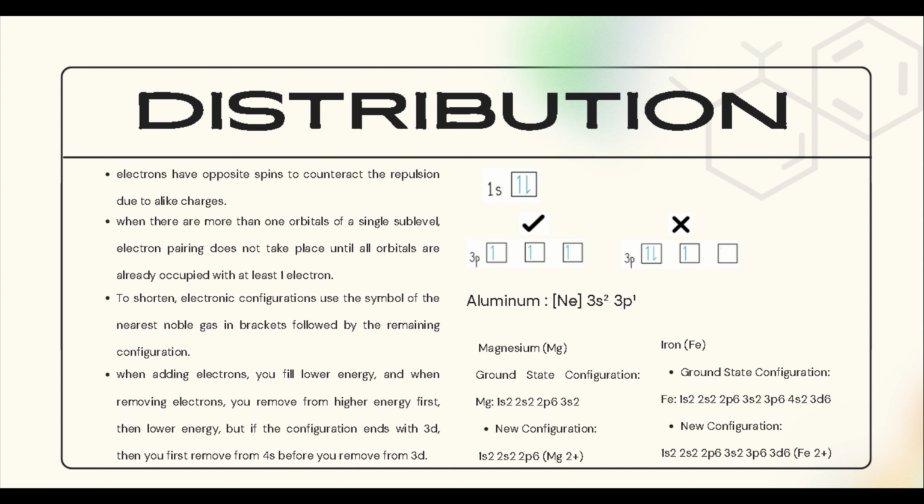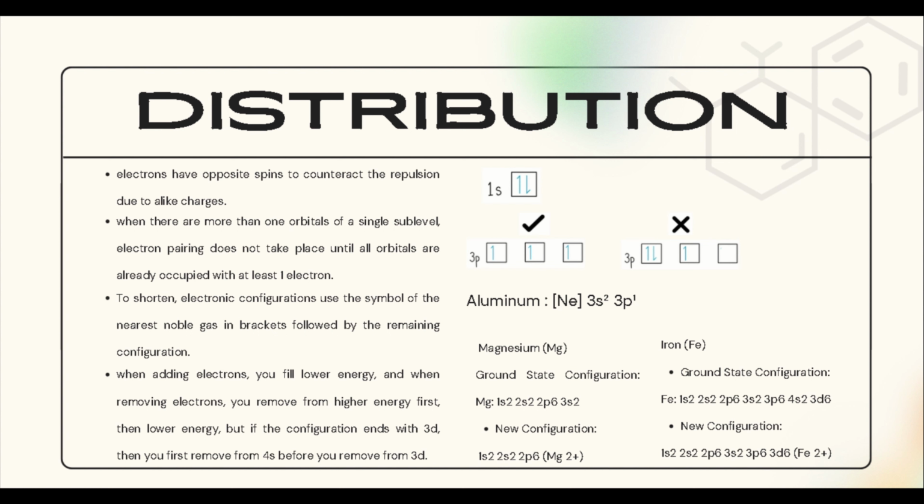So opposite spins. When there is more than 1 orbital of a single sublevel, electron pairing does not take place until all orbitals are already occupied with at least 1 electron. So as you can see in the example of 3p, p has 3 orbitals and we have 3 electrons. So we'll have to first put each electron in each orbital, and once all of them are occupied, then we'll start pairing up. As you can see in the right way, there is 1 electron in each orbital. So the correct way is to fill each orbital first and then we start pairing.